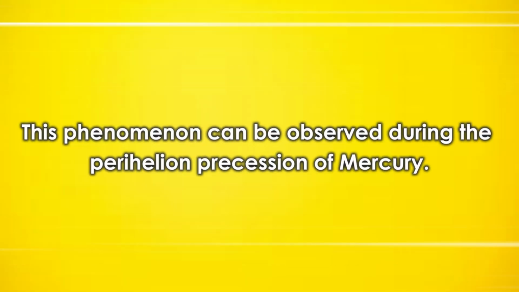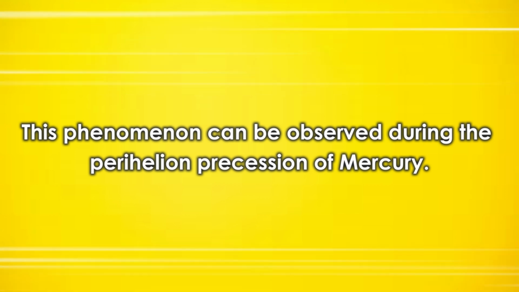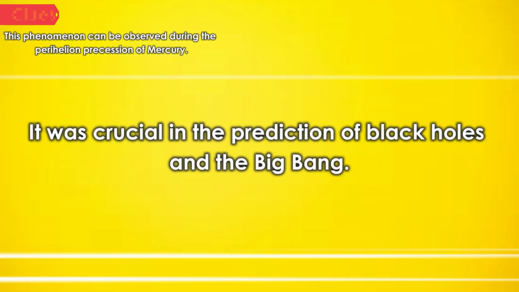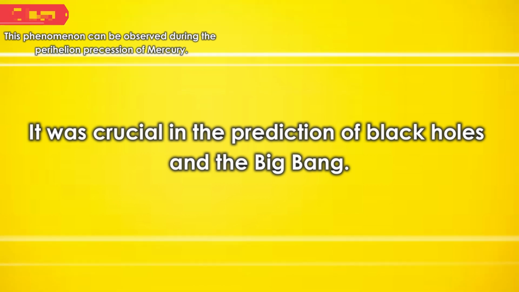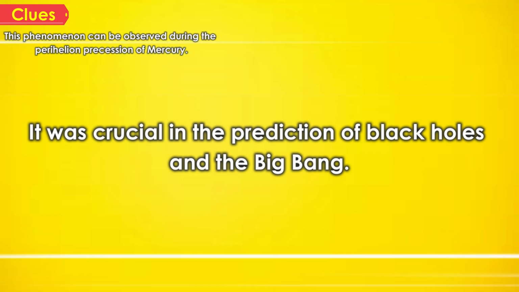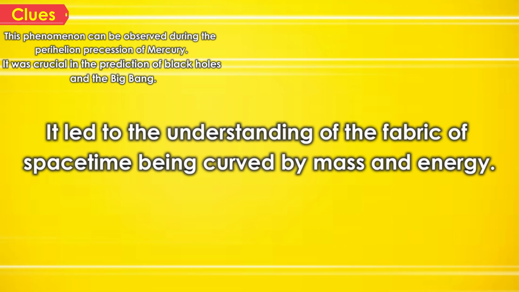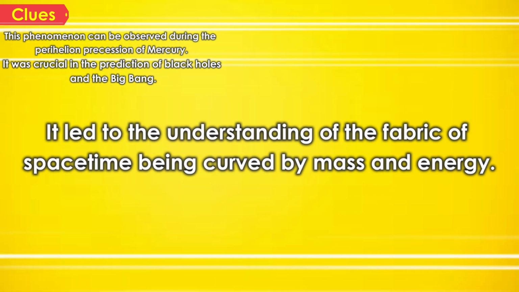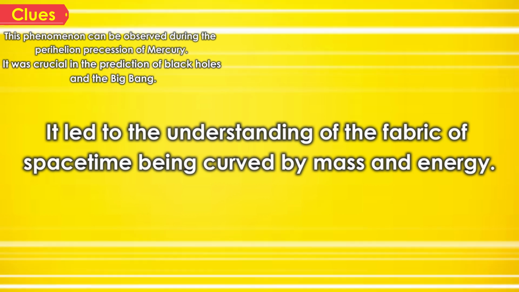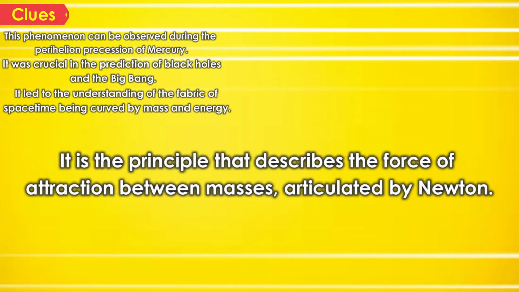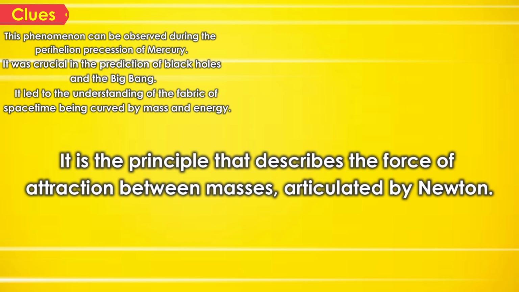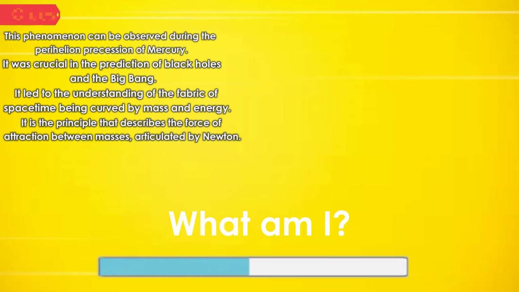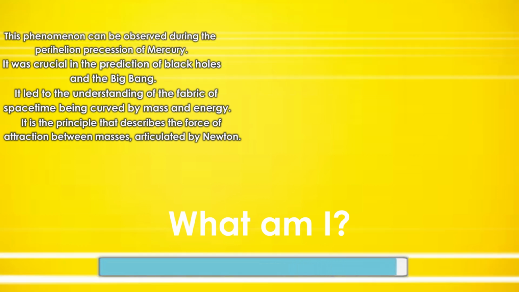This phenomenon can be observed during the perihelion precession of Mercury. It was crucial in the prediction of black holes and the Big Bang. It led to the understanding of the fabric of space-time being curved by mass and energy. It is the principle that describes the force of attraction between masses, articulated by Newton. Gravity.